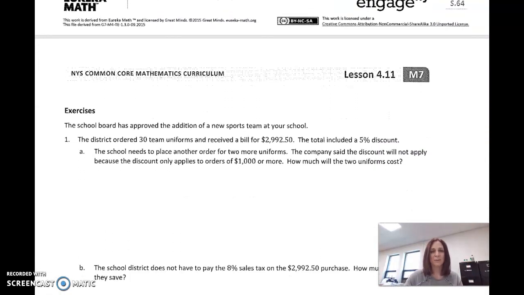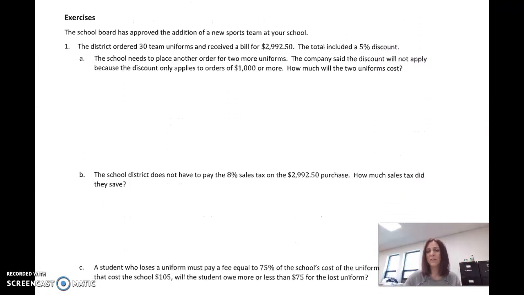So let's look at a few more examples. The school board has approved the addition of a new sports team at your school. Awesome. So the district ordered 30 team uniforms and received a bill for $2,992.50. This included a 5% discount. Because they ordered 30 uniforms, they get a discount of 5%. But unfortunately, the school needs to order 2 more uniforms. They're not going to get a discount, because the company said the discount only applies to orders of $1,000 or more. How much will the 2 uniforms cost?